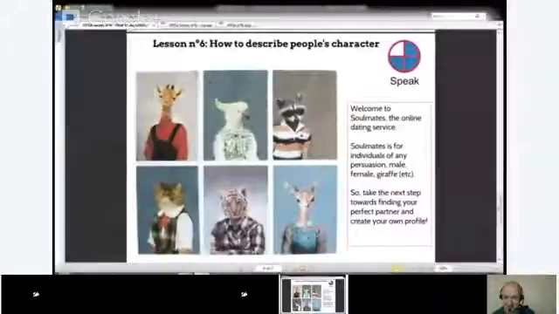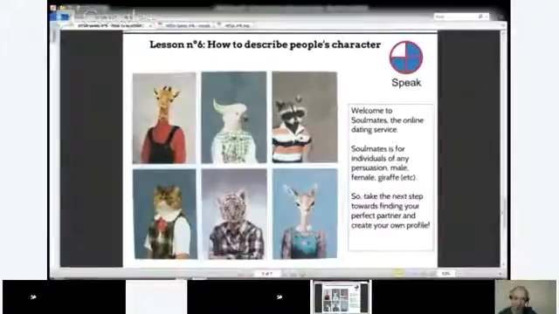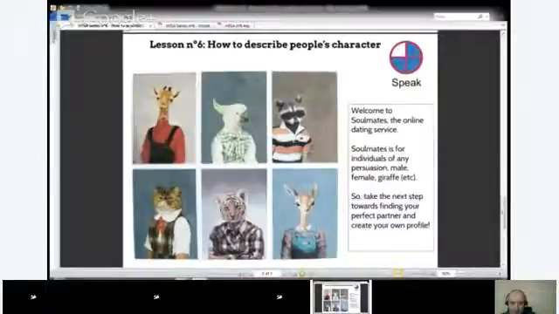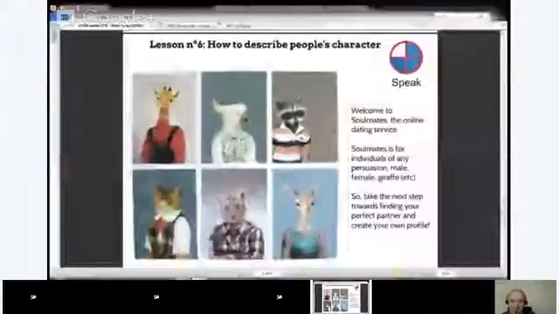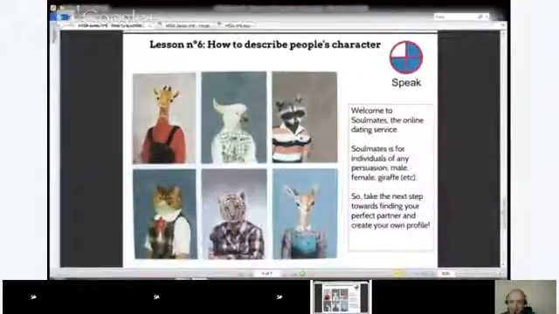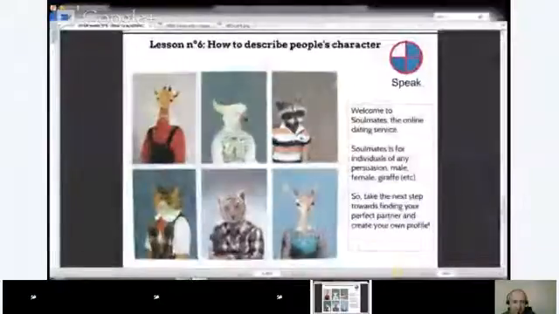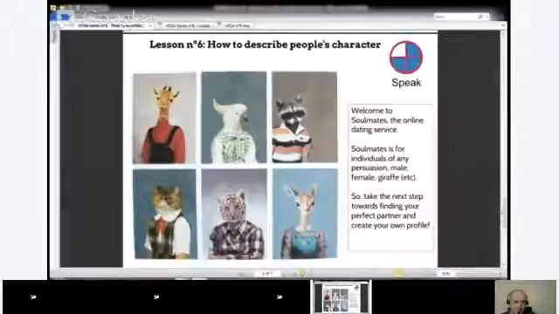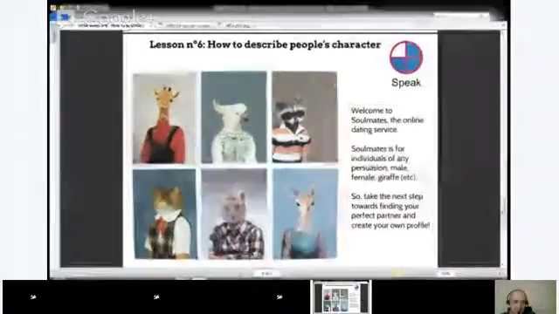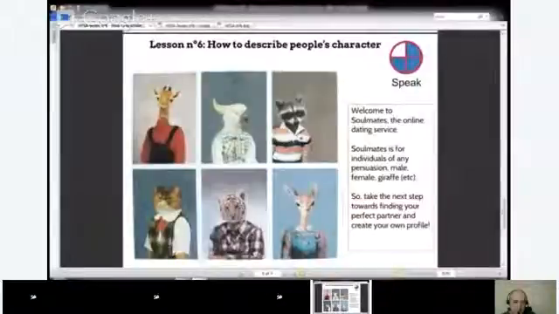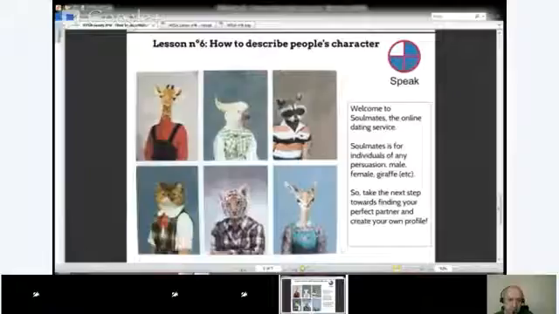Jarno, want to give it a shot? Okay, if I understood right, I have to describe one of these animals. Look at the directions on the right side. Welcome to Soulmates online dating service. You have to create your own profile. You're an animal, and you have to attract another animal. So pick an animal. Don't tell us which animal it is, and see if you can write the perfect dating profile describing your character. Are you ready to go, or do you want to think? Yep, I can do it.